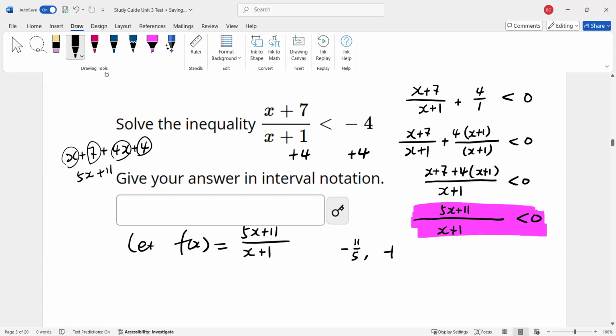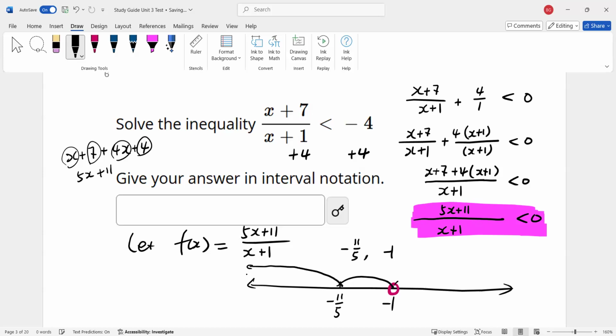Negative 11 over 5 is about equal to negative 2.2. So this number is smaller than negative 1. On the real number line, negative 11 over 5 is to the left of negative 1, all right? Since negative 1 makes the denominator 0, we have a hole here. Negative 1 is not in the domain. The domain of the function is all real numbers except negative 1. And the two values divide the domain of the rational function into 3 parts: part 1, part 2, and part 3.